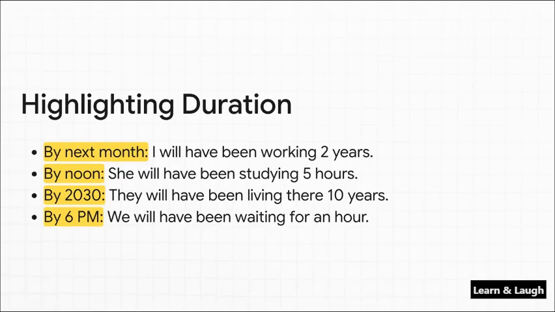Check these out. By next month, I will have been working here for 2 years. We're celebrating that 2-year duration. She will have been studying for 5 hours by noon. They will have been living in Chennai for 10 years by 2030. We will have been waiting for an hour by 6 p.m. We are intentionally highlighting the length of time leading right up to that future moment.